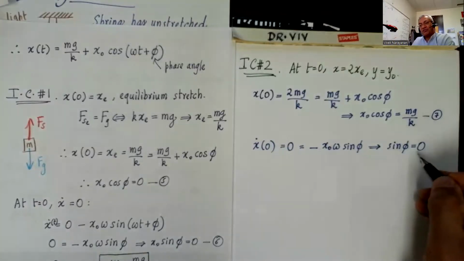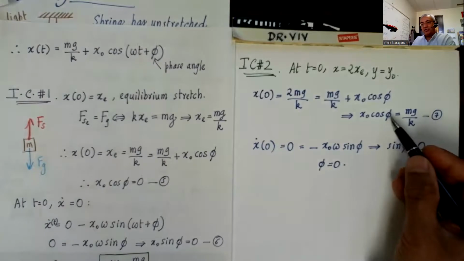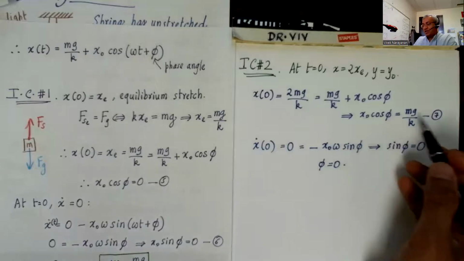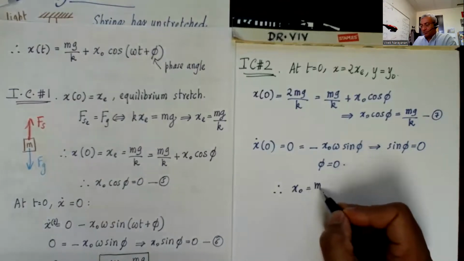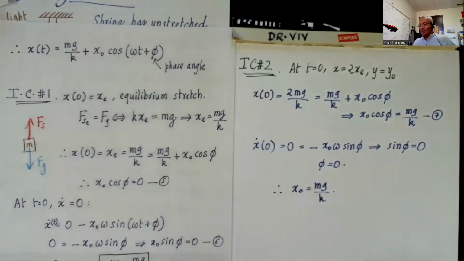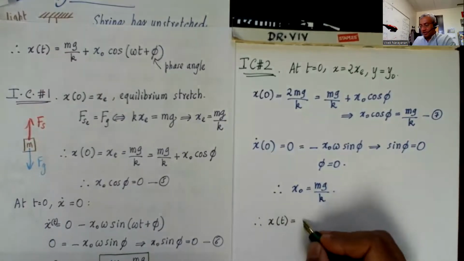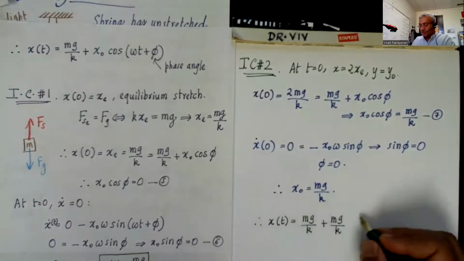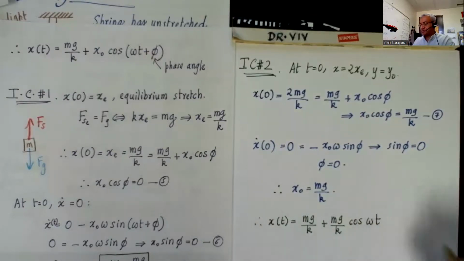Okay, the easiest solution of sine phi is phi equals 0. So let's choose that and substitute it there. If phi equal to 0, I'm going to get x naught times cosine of 0, which is 1, equals mg over k. So therefore, x naught equals mg over k. Now I can finally put this back in this equation and write my answers. Therefore, x as a function of time equals mg over k plus mg over k times cosine of omega t plus 0, which is just omega t.